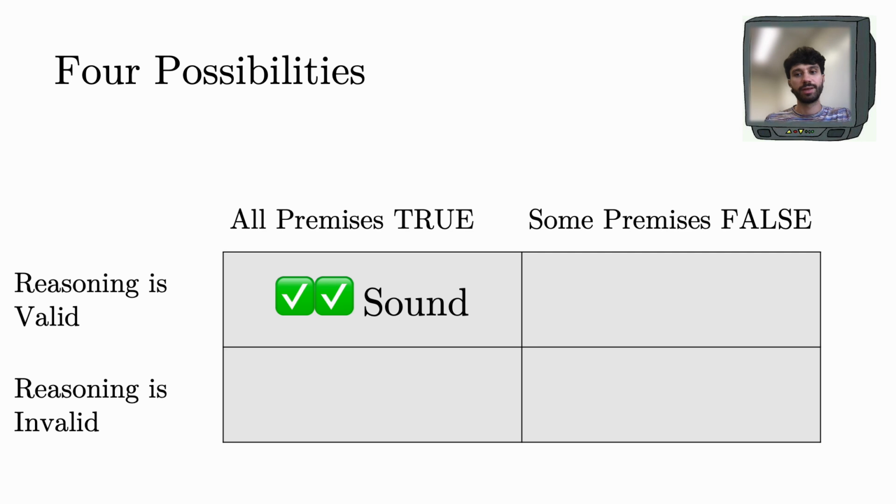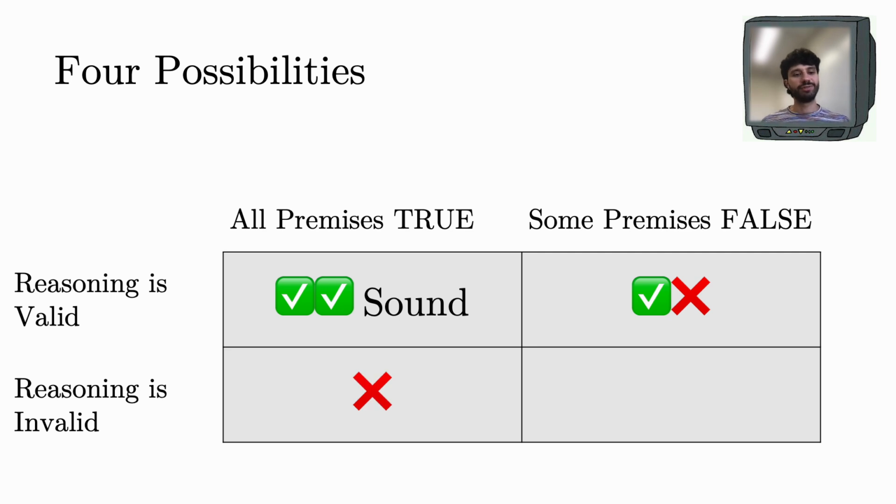However, if the reasoning is valid, but some of the premises are false, then it's still valid, so it's not completely terrible. But you probably want to take the conclusion with a grain of salt or not believe it at all. For example, the cat example that I told you. So I put this with a check mark and an X because it's good in the sense that it's valid, but it's bad in the sense that the premises are actually false.